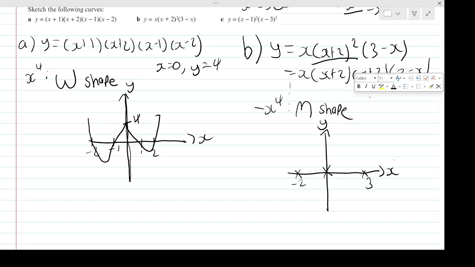So it's the bracket squared, meaning it's gonna touch it, right? So it's gonna be like that. It's just gonna simply touch at this point. It's not gonna go through the axis. Okay, and lastly, this last one at 3, right? X is 3. That's a singular factor. That's a single bracket, so that will just go through it. Okay, it's a single root.